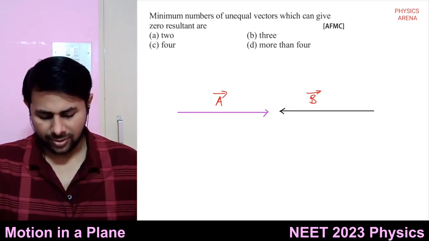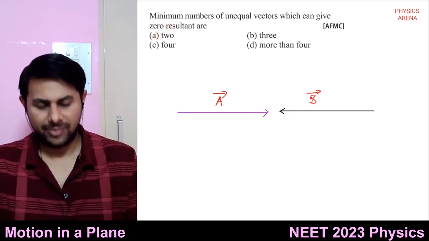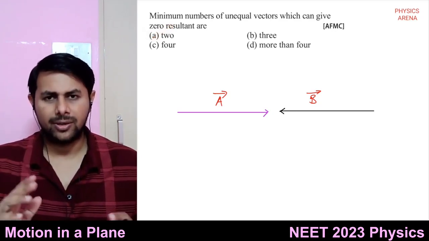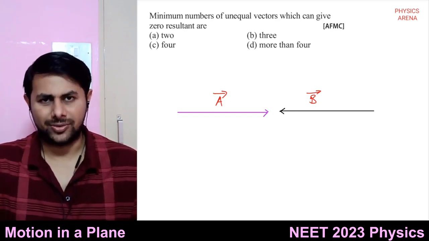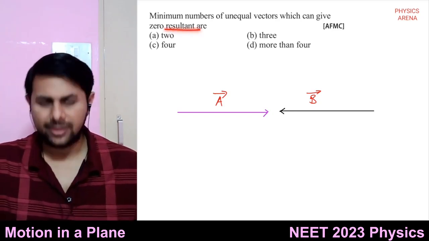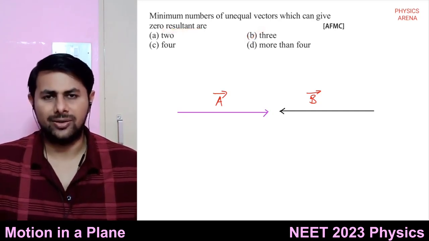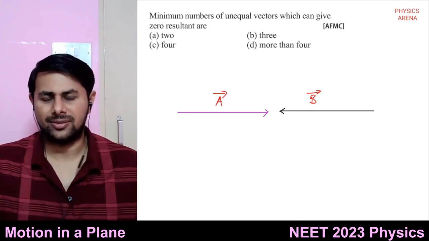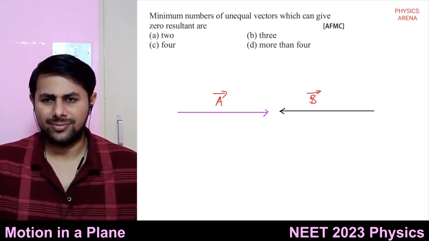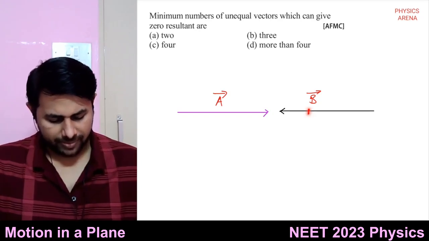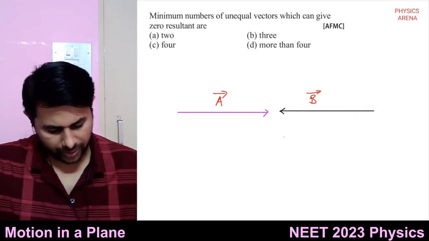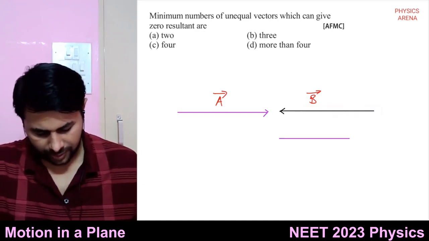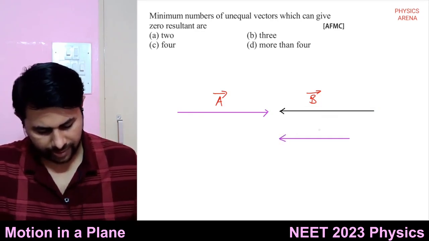Yes, sir. So the answer is 2 if they ask it like this. But if they say the minimum number of unequal vectors, the minimum number of vectors having different magnitude, which can give 0 resultant, then the answer would be 3. You will need 3 such vectors, right? If the magnitude is not the same, then you cannot get zero by adding just these. Let's suppose you have this vector and this is your C bar.